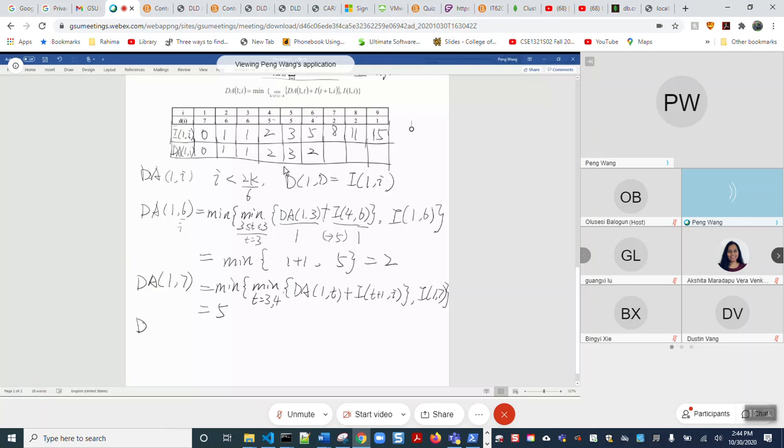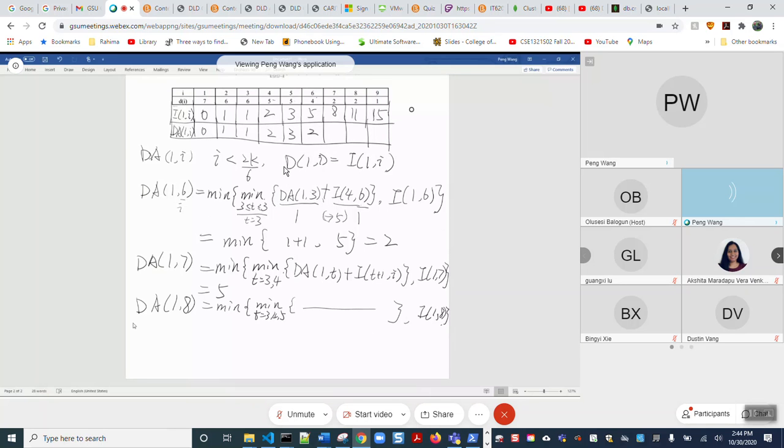And DA17, we can calculate it pretty much the same, the median, t equal to 3, 4, and 5, and 1, 8. And also the last one, actually only the last one is what we really need. 9 equal to the median, t equal to 3 or 4 or 5 or 6.